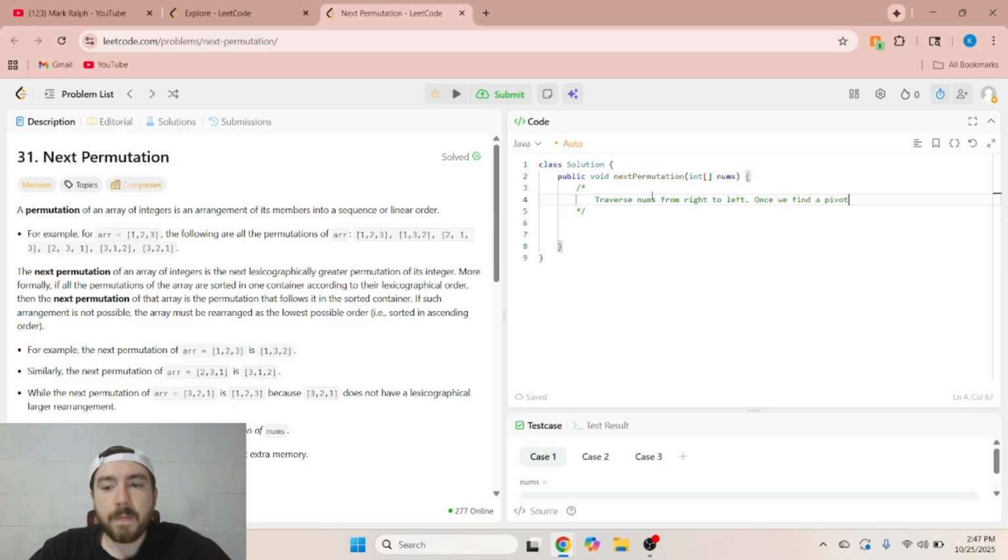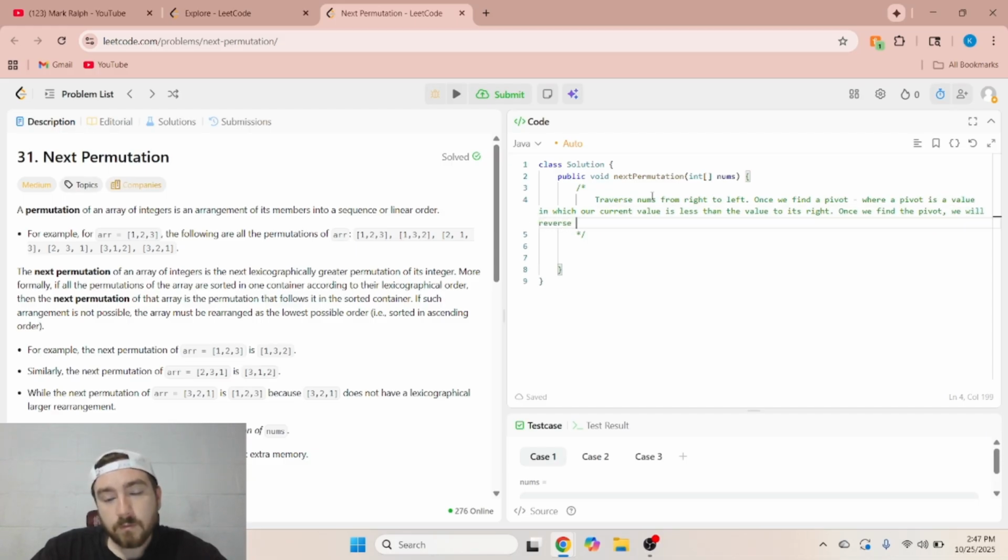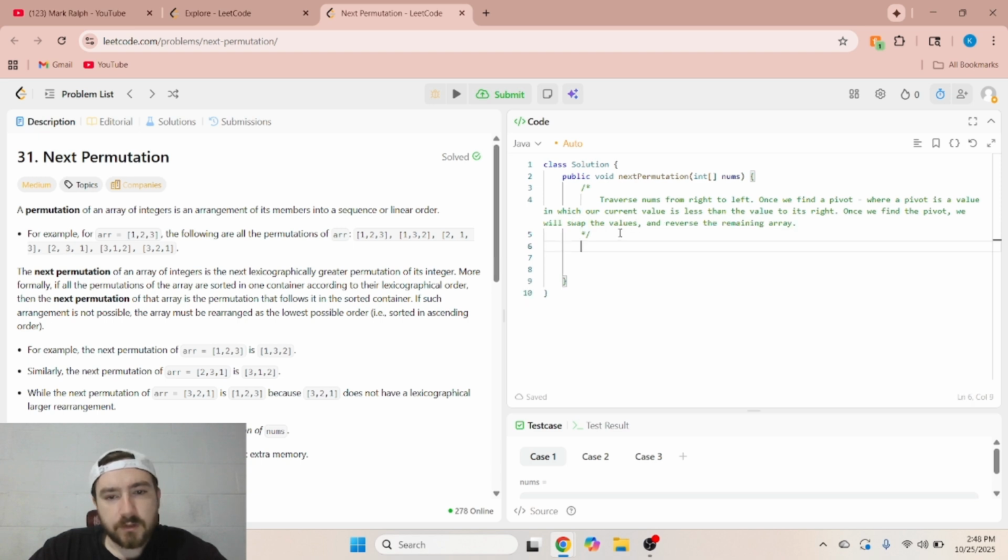Once we find a pivot, what is a pivot? The value in which our current value is less than the value to its right. Now, once we find the pivot, we will swap the values and reverse the remaining array. All right. So that's kind of what we're thinking here. So let's try that and see how that goes.